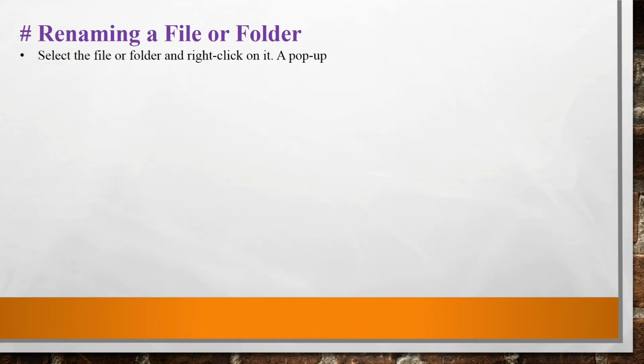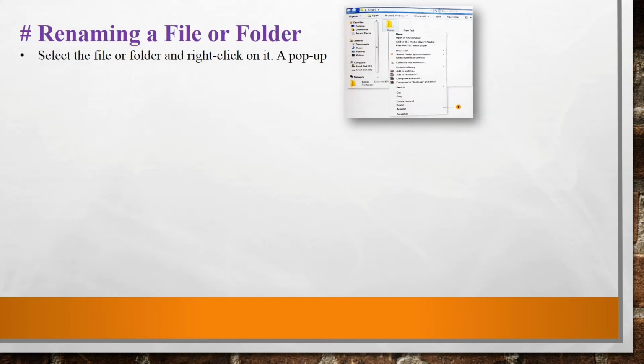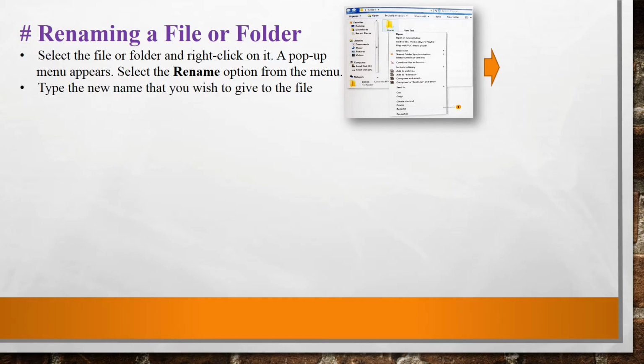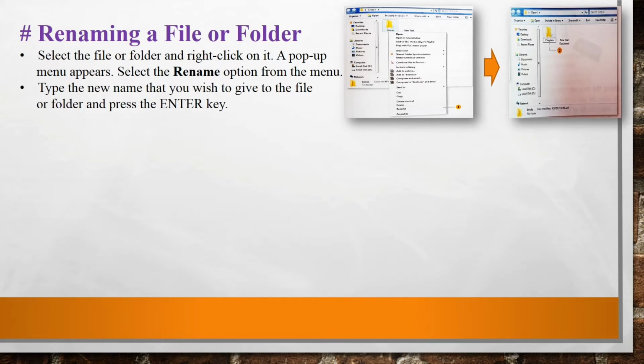Renaming a file or folder. You can change the name of your file or folder. To rename a file or folder, there are some steps that need to be followed. Number 1. Select the file or folder and right-click on it. A pop-up menu appears. Select the rename option from the menu. Next, type the new name that you wish to give to your file or folder and press the enter key.